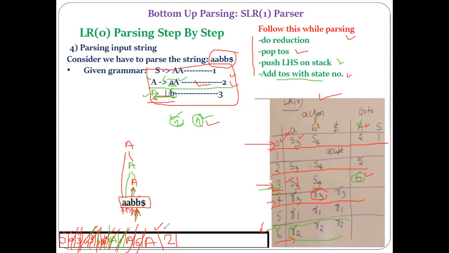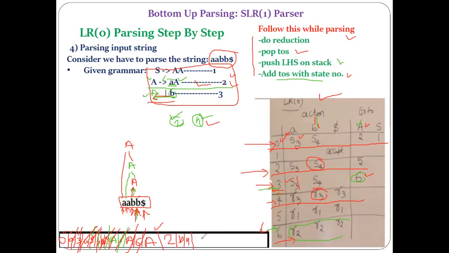Then carry on. Now our increment pointer is standing at this B only, and we are performing the reduction. So 2 on B. 2 on B is S4, which means shift movement. So here we have to perform the shift movement. What are you going to add? You will first add the terminal related with that B, and then you add the state number 4. So after performing the shift move, the pointer will be incremented to the dollar now.